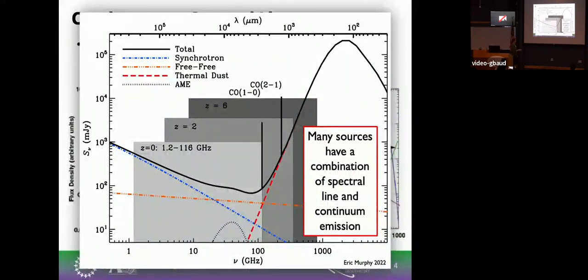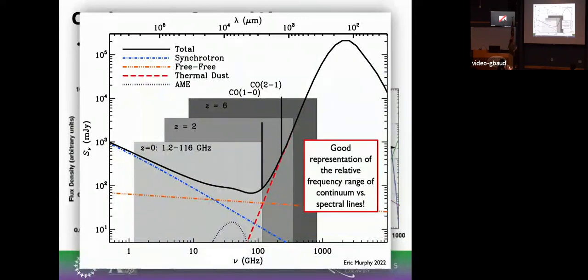So here's a nice plot by Eric Murphy, where it shows a bunch of different continuum sources. They're all labeled up here. You can see the combination of all of those emission mechanisms, along with two spectral lines that they've overplotted here. The nice thing about showing this plot is that it's a good representation of the relative frequency ranges between continuum and spectral lines. The spectral lines are very, very narrow. They're almost like delta-like functions relative to a broad band continuum. So I wanted to stress the differences between continuum and spectral lines since we just saw continuum in the previous talk.